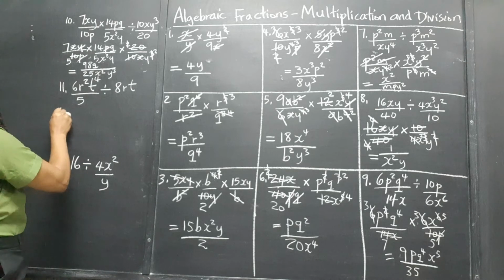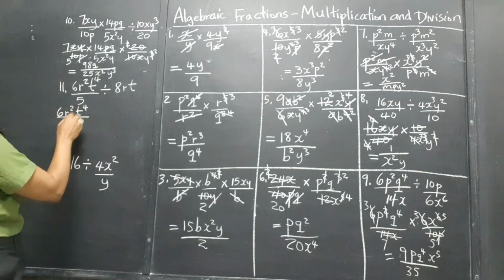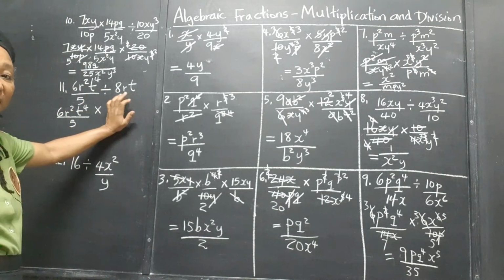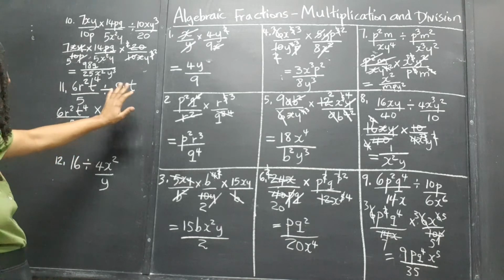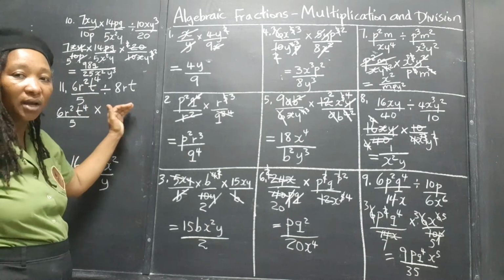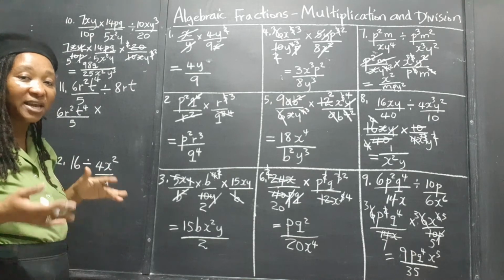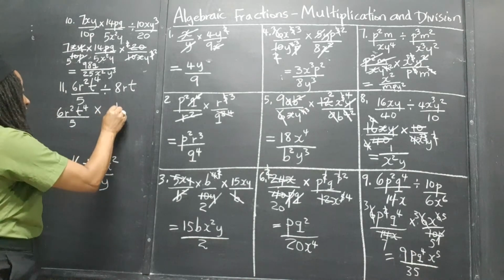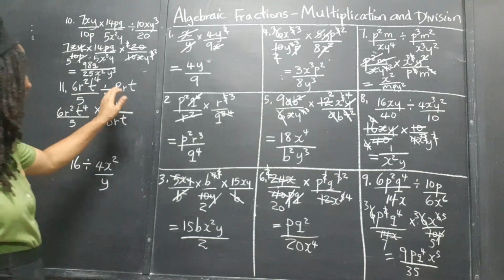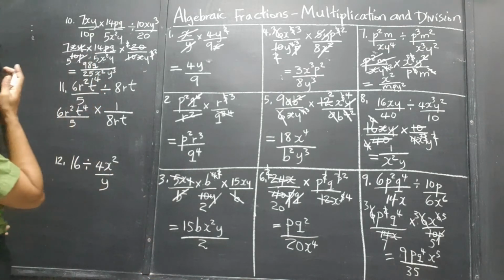Alright, so for number 11, we're retaining the first fraction, and we're changing the division to multiplication, and we're supposed to invert the second fraction. Now remember, this is 8RT over 1. We didn't have to write the 1, but now that we're going to reciprocate it, now that we're going to find the inverse of it, we must indicate that there's a 1 now at the top. See that? So it was 8RT over 1, and we reciprocate it to 1 over 8RT.